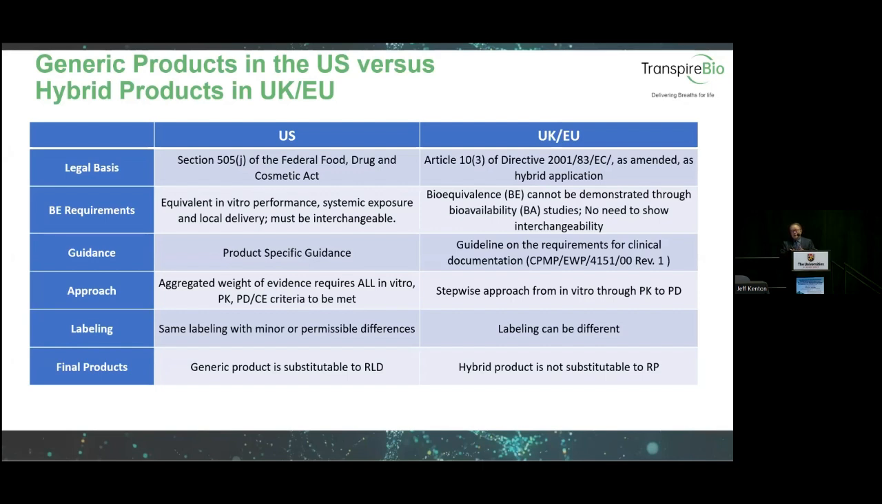And in the US, we have product-specific guidance, and in Europe, they have one guidance on the requirement for clinical documentation. The approach here in the US is the aggregate weight of evidence approach, and in the UK and Europe, they use a stepwise approach from in vitro through PK to PD. For labeling, in the US we need the same labeling with minor or permissible differences. In the UK and Europe, labeling can be different, so they are different products. So in the US, a generic product is substitutable. In the UK and Europe, a hybrid product is not substitutable. You can say that's the reason they are effectively different products.